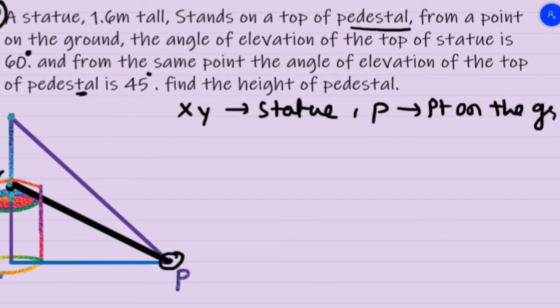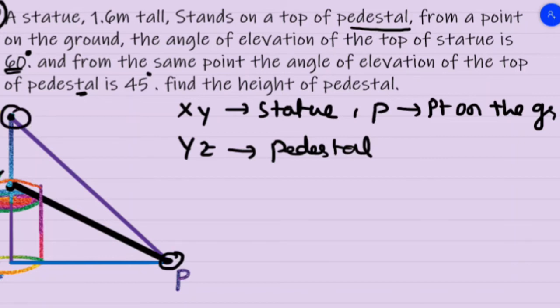Now, next what is given? Let YZ be your pedestal. See, I have shown the pedestal here. Pedestal means something on which the statue is standing. Now, what is given here? From point P, the angle of elevation of the top of the pedestal is 45 degrees. The angle of elevation of the top of the statue is 60 degrees. Top means this point. This is the top.